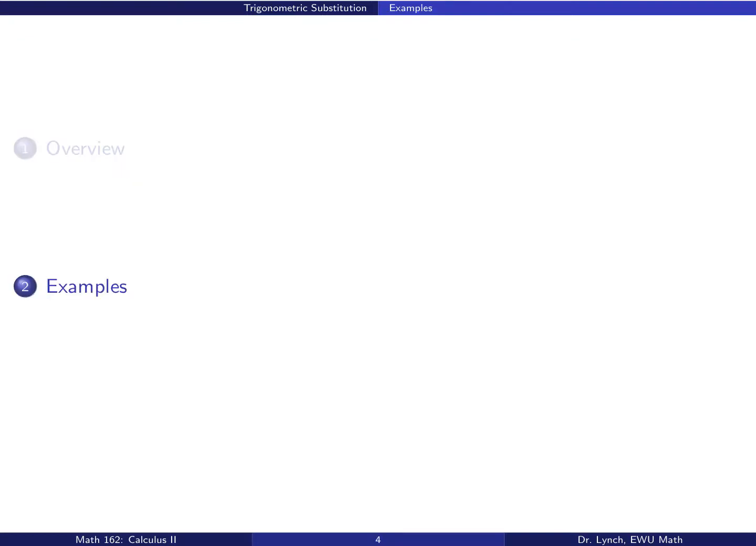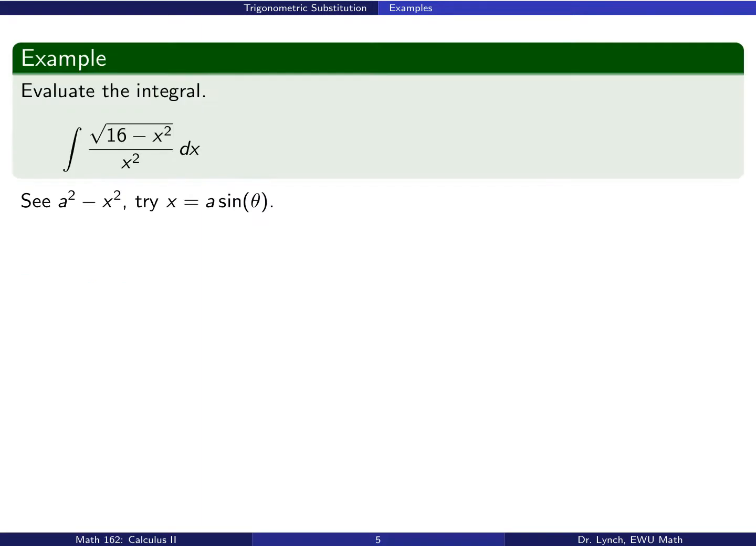So here's the first example. Let's go ahead and have a look at the integral of the square root of 16 minus x squared, divided by x squared, dx. So here we see a difference of squares of the form a squared minus x squared. So we'll try the substitution x equals a sine theta.